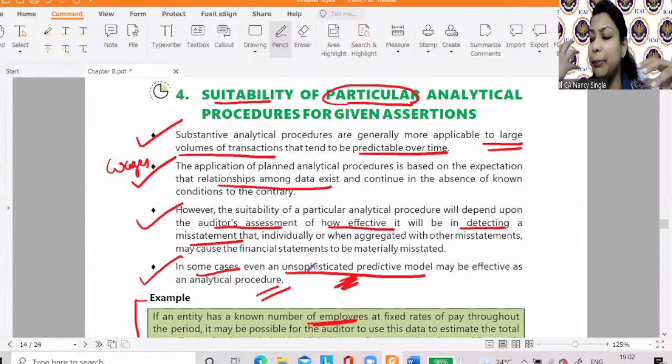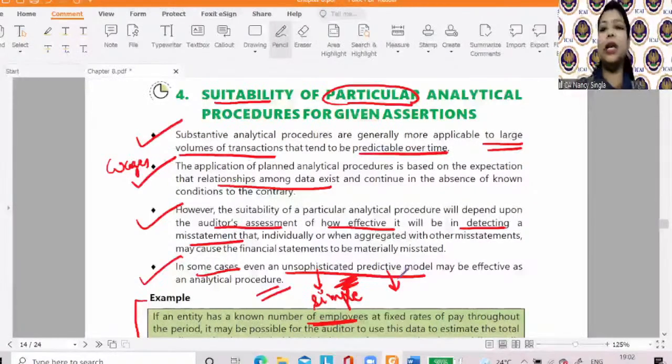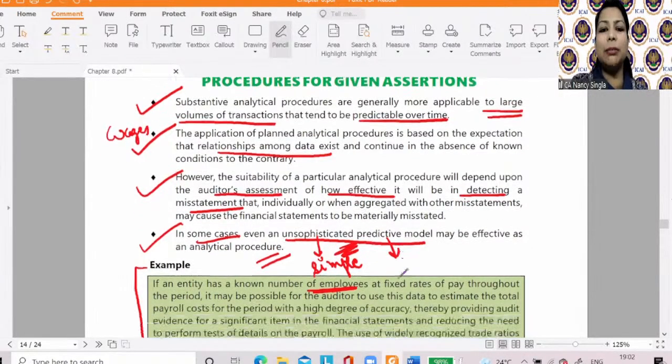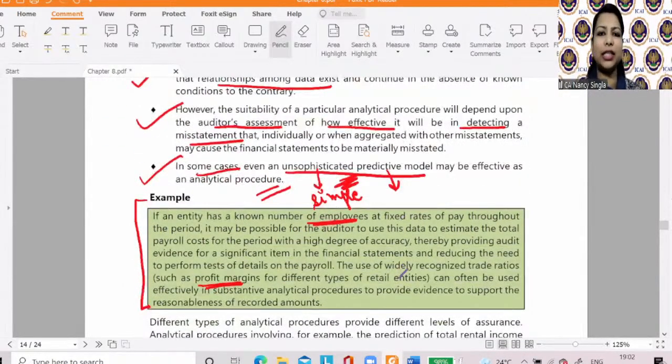It depends upon the auditor's assessment as to which method is more effective. It might happen that an unsophisticated, meaning simple, predictive model, meaning estimation, may be effective as an analytical procedure, like number of employees multiplied by salary per employee, the auditor gets 1 lakh. It tallies with whatever has been mentioned in the financial statement. The auditor says, okay, fine, now I need not do further checking.